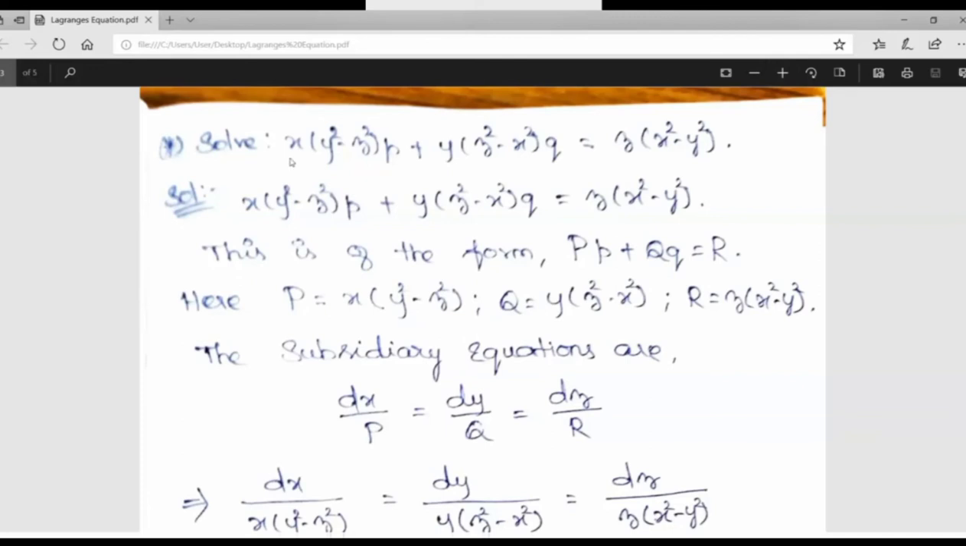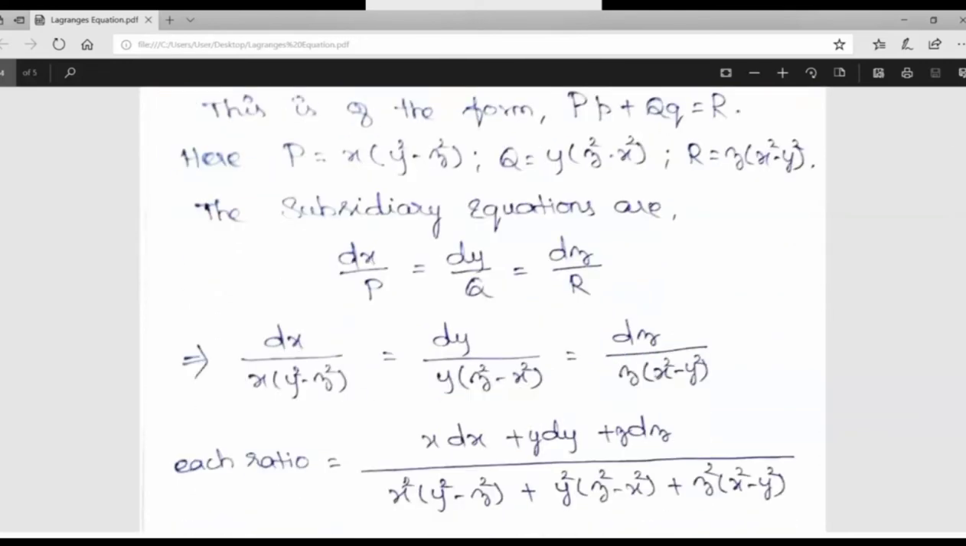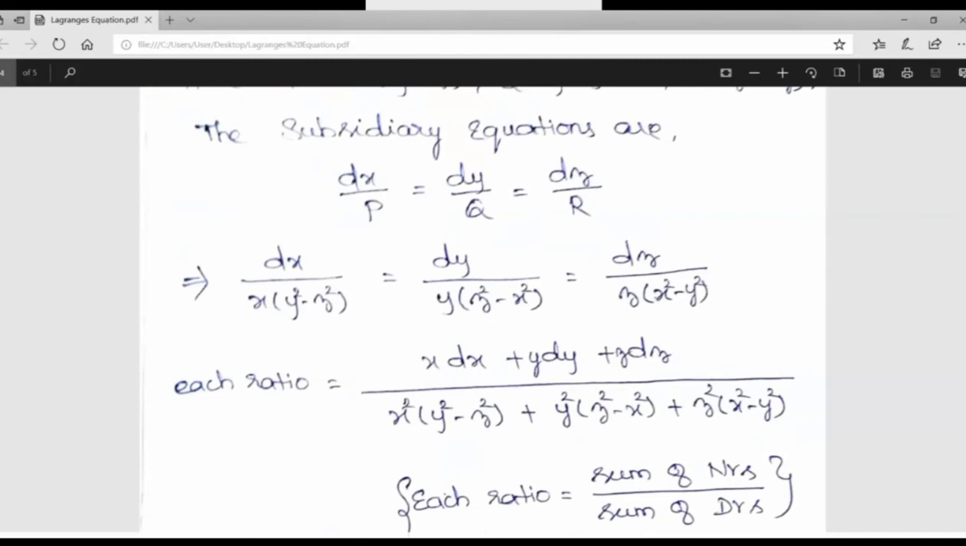Here the first problem is: solve x into y square minus z square into p plus y into z square minus x square into q equal to z into x square minus y square. So this thing you can write in the beginning stage for our solution. We can identify the values for our capital P, capital Q and capital R. The coefficient of small p is capital P, the coefficient of small q is capital Q, and similarly capital R. So we'll be writing all these P, Q, R. And the general form of the subsidiary equation or auxiliary equation is dx by P, dy by Q and dz by R. As usual, what we have seen in the method of grouping, here also we can do it.